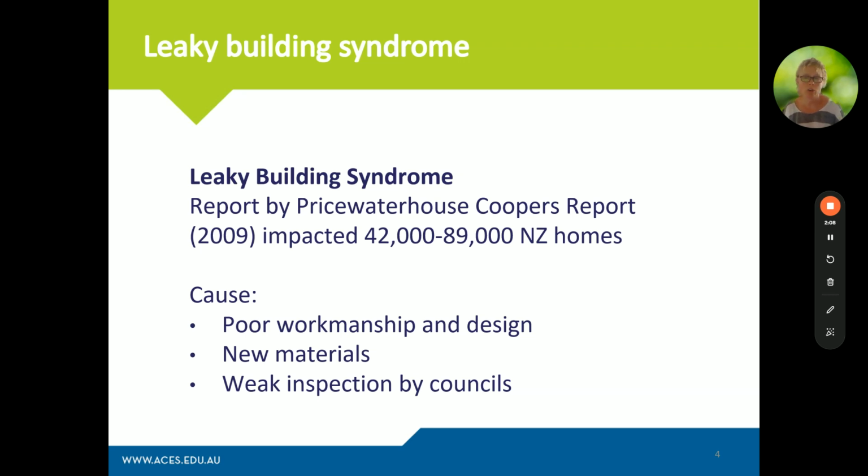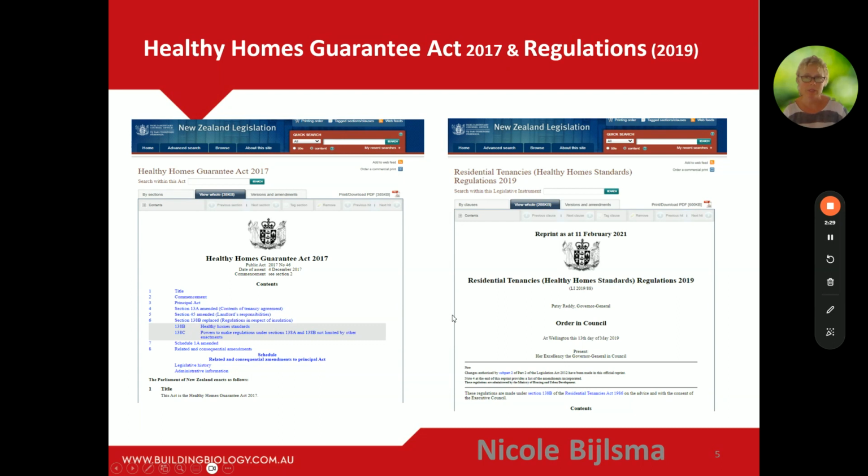That was later attributed to poor workmanship and design, new materials like polystyrene, as well as untreated timber, which when it gets moist, of course, can support microbial growth, and texture-coated fibre cement sheet. And of course, the lack or weak inspection by councils. Consequently, New Zealand enforced the Healthy Homes Guarantee Act in 2017 and the Residential Tenancy Regulations in 2019, both of which are legally enforceable.